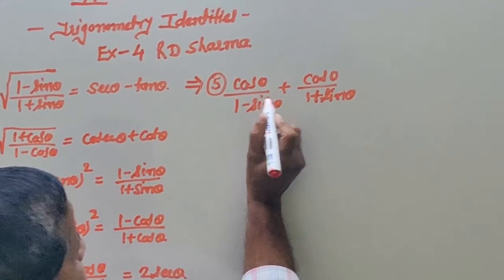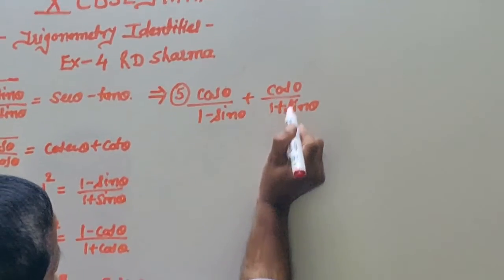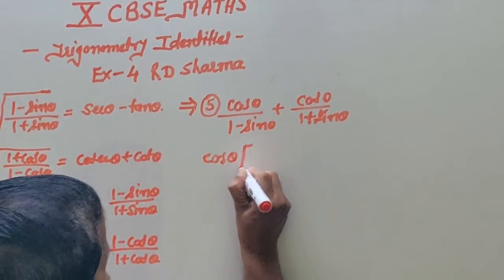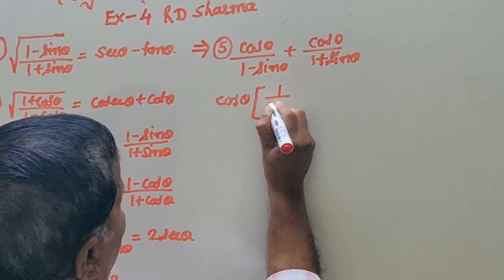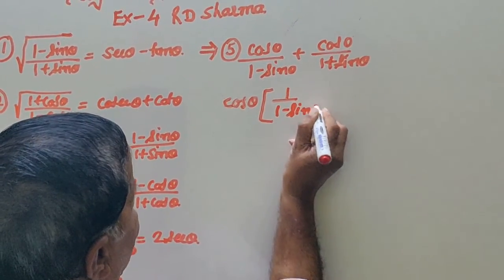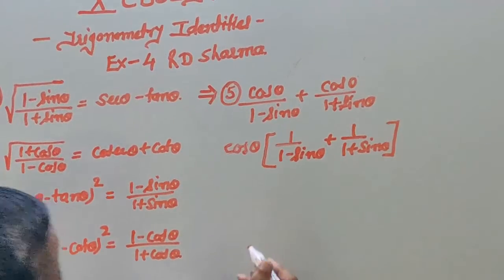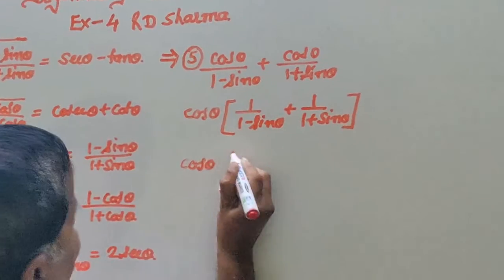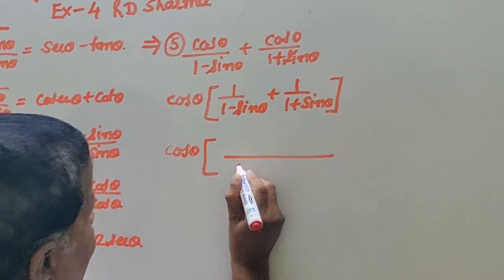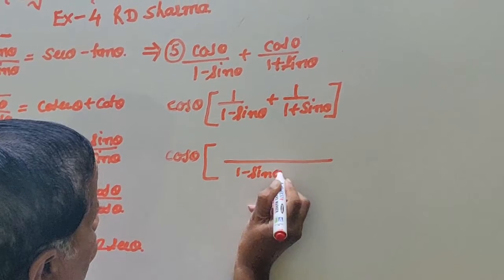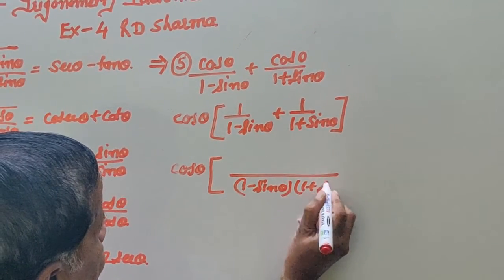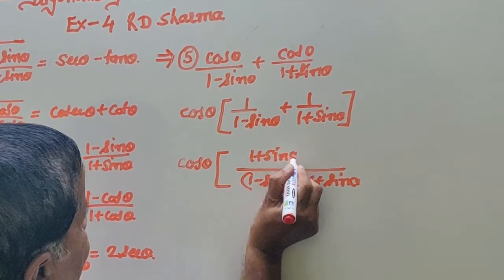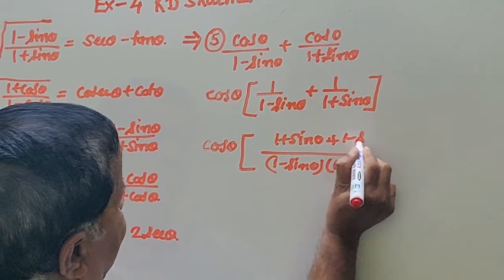So we are going to solve the fifth problem: cos theta upon 1 minus sin theta plus cos theta upon 1 plus sin theta. In this problem cos theta is common and numerators are equal. So I can write down cos theta into 1 upon 1 minus sin theta plus 1 upon 1 plus sin theta. Now I can take the LCM of this. What is my LCM? 1 minus sin theta into 1 plus sin theta. Now what will come here? It is 1 plus sin theta and 1 minus sin theta.